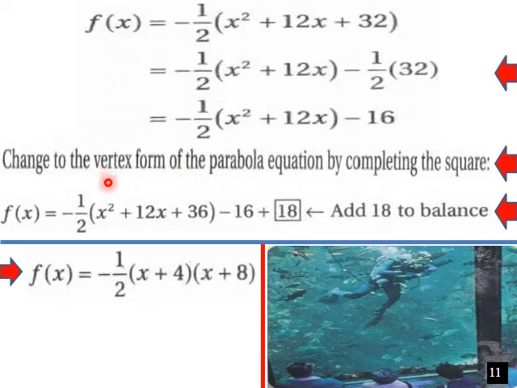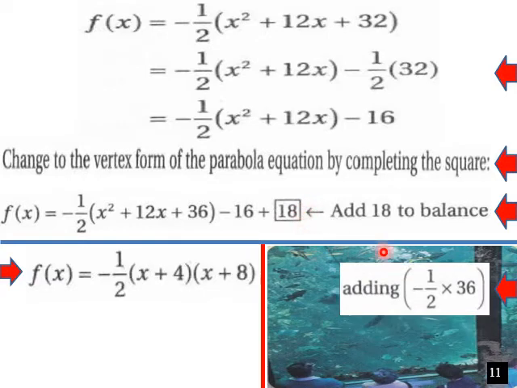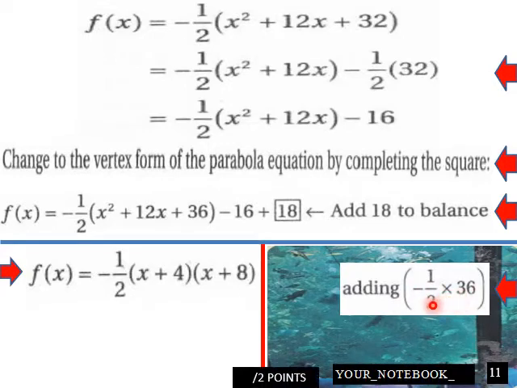To change to the vertex form of the parabola equation by completing the square, we take 12 over 2, squared, which would be 6 squared, so that'd be 36, times a negative 1/2. That'll be a negative as well, so it'll be 18. So we would add 18 to both sides here. This is attained by adding negative 1/2 times 36.